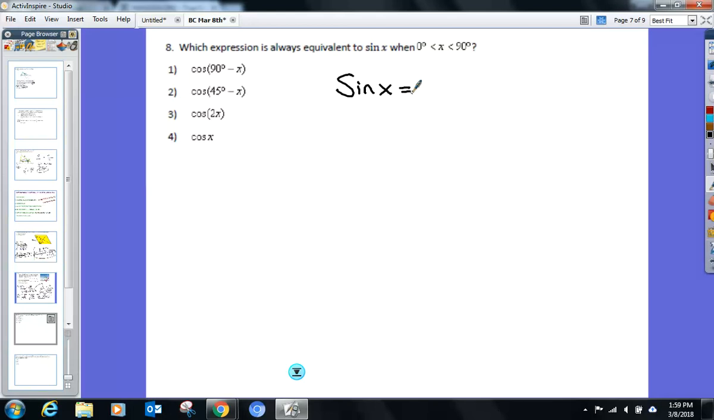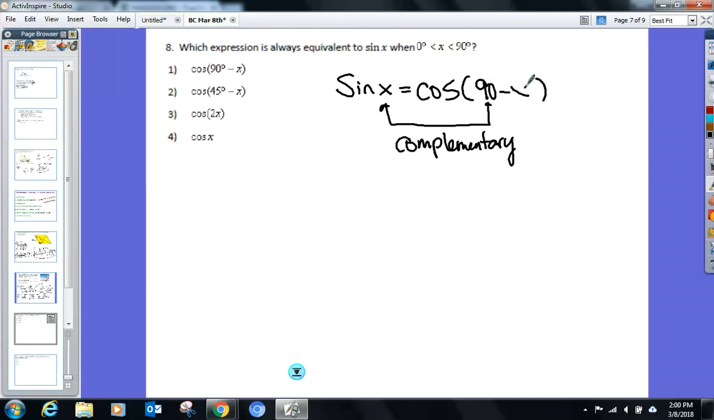All right, so sine, this has to deal with the cofunctions. What's the cofunction of sine? Cosine. And we discussed, when are these two always equal to each other? If their angles are complementary, yes, add to 90. So if my angle is x right now, how do I find its complement? 90 minus x.